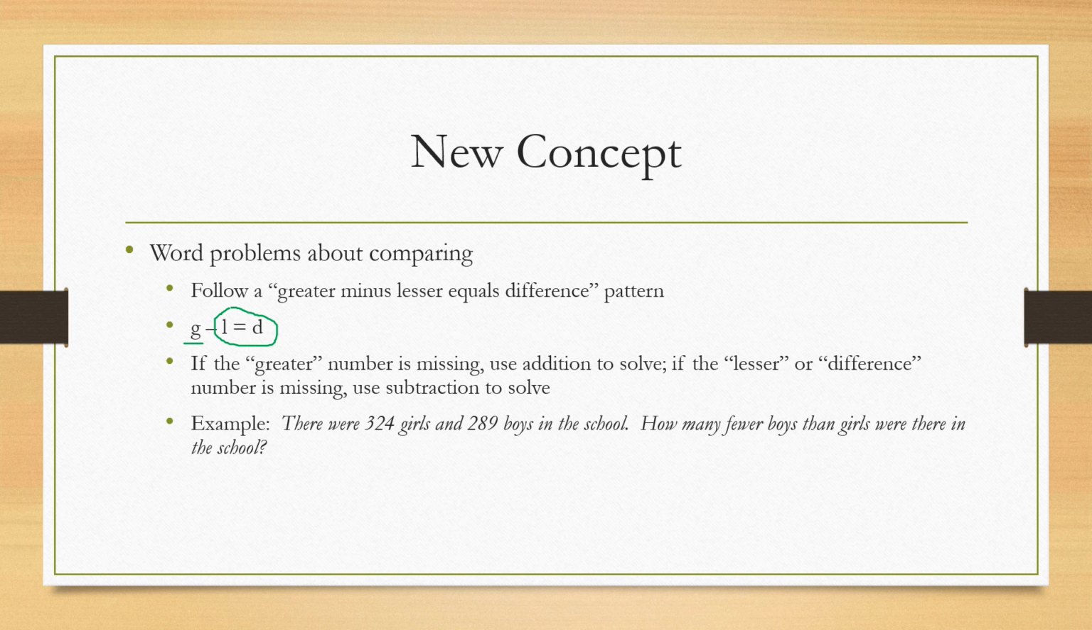Here's an example. There were 324 girls and 289 boys in the school. How many fewer boys than girls were there in the school? So 324 is our greater number, 289 is our lesser number, and we're missing our difference, so we have to subtract. 324 minus 289 would be 35, so there are 35 fewer boys than girls.